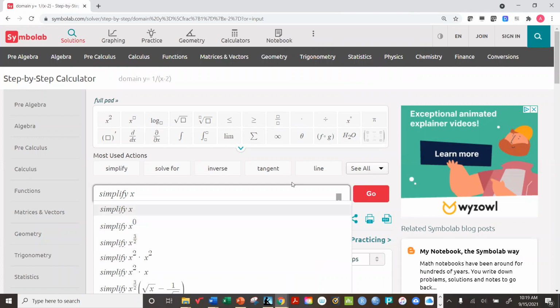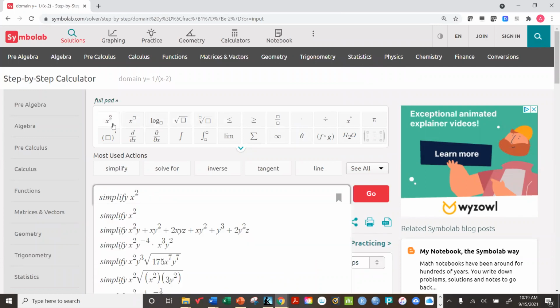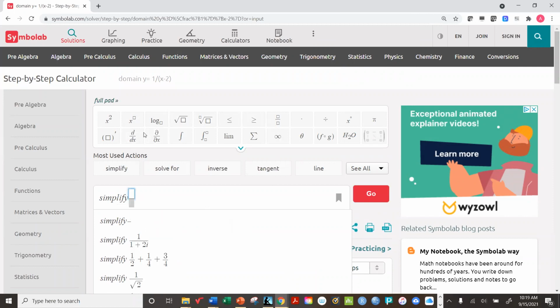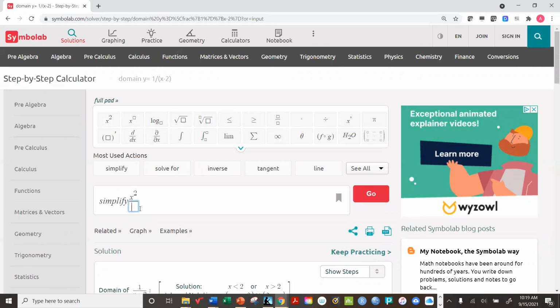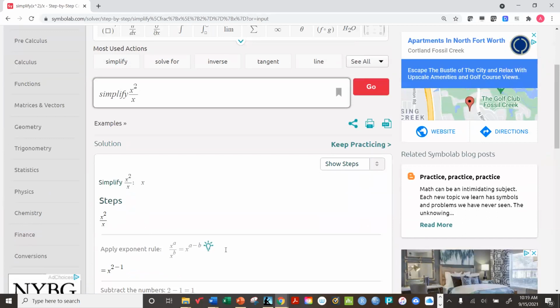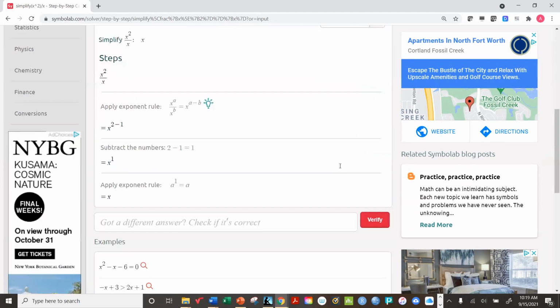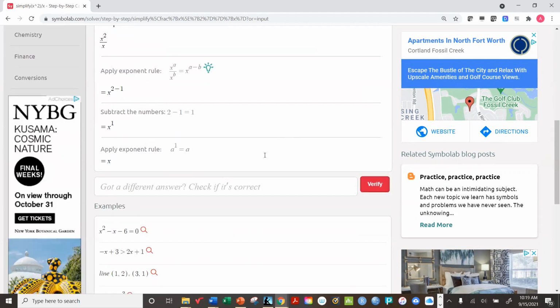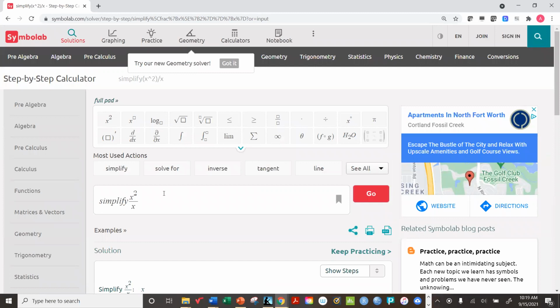Let me try simplify. Let me try something that's very obvious. x squared over x, which will reduce, of course, to x. There it is. And you know, like I said, sometimes it'll show you the steps, sometimes it doesn't. But you know, they're hoping that you'll pay for it. But yeah, here they showed us everything. So look, this is great. So you should be able to take advantage of this on your assignments.